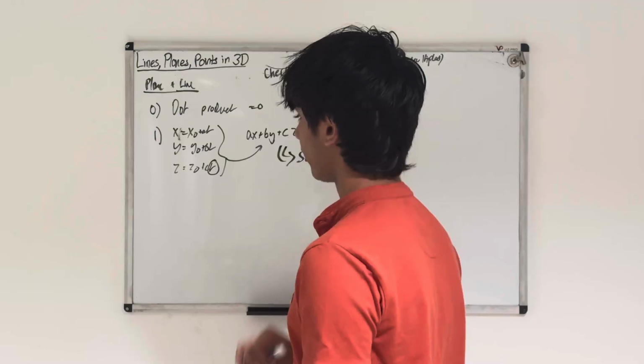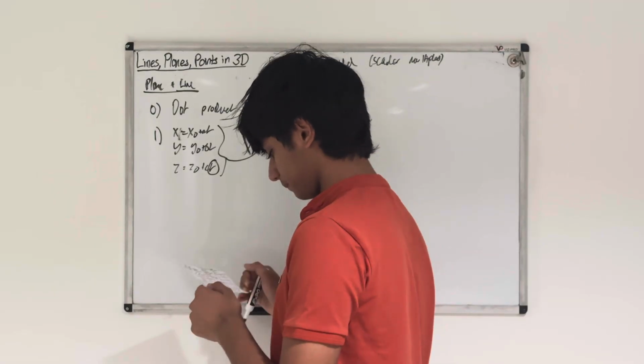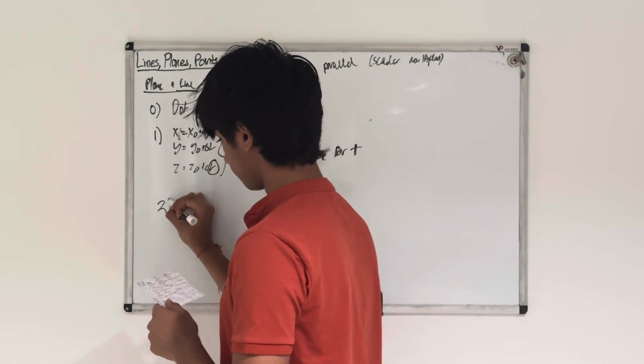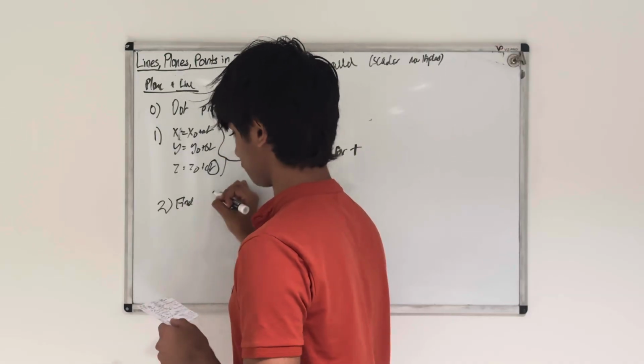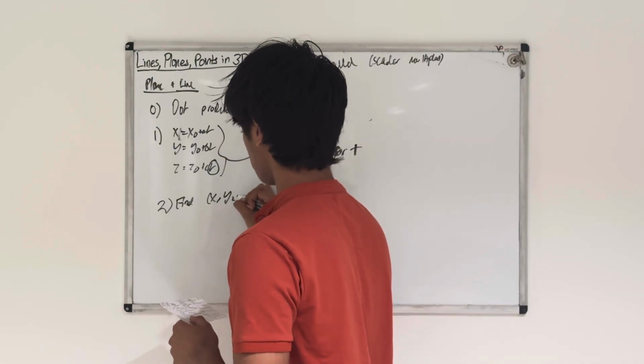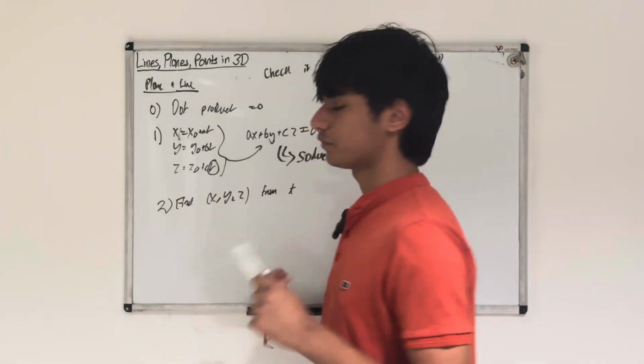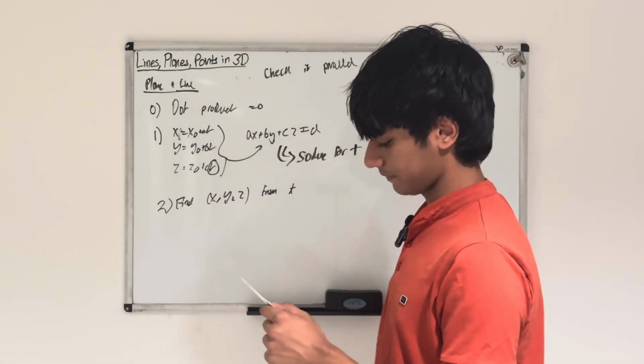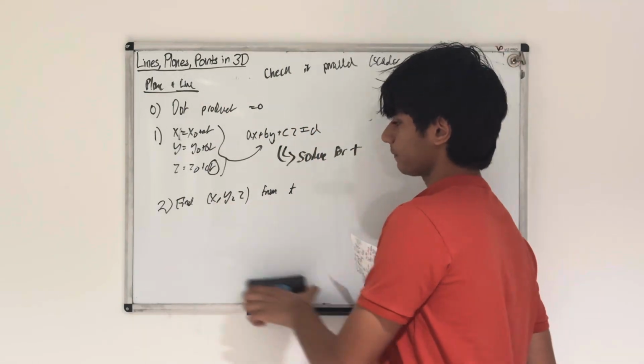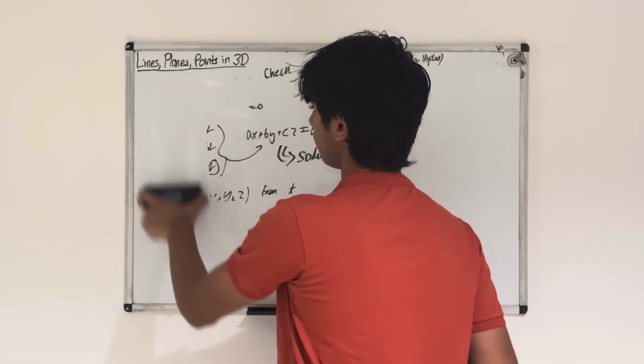Okay, so now that we have t, what we have to do is find our intersection point. We just find x, y, z from our t value, and we've solved the intersection between a plane and a line. Pretty simple. Next we'll go over line and line.